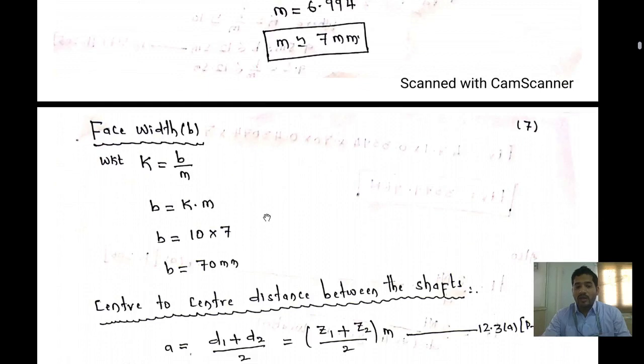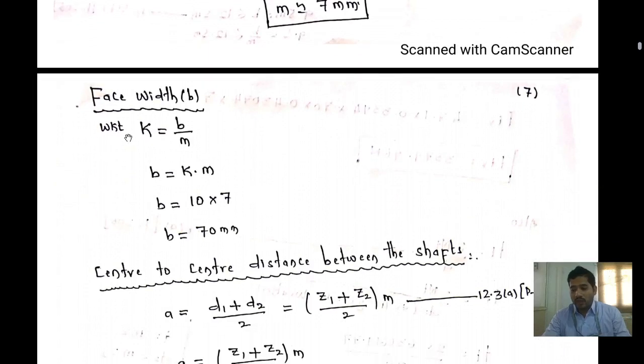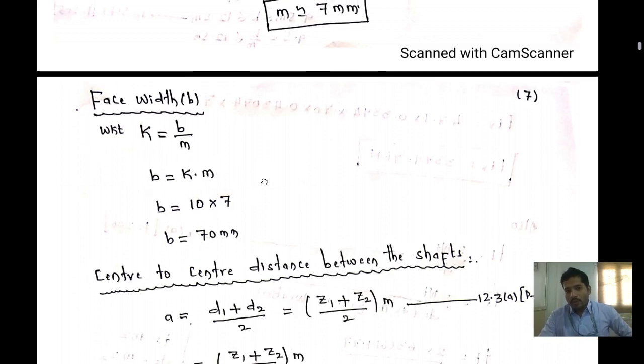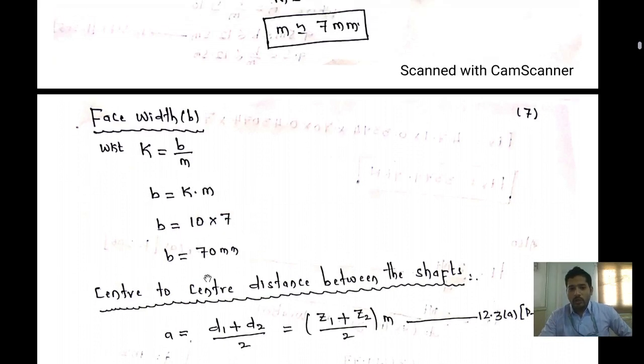If you want to find out the phase width, we have to use the formula for the load factor: K is equal to phase width by module. So just cross multiply: k into m equal to b. The load factor we got here is 10, module is 7. 10 into 7 should be how much? 70 mm. So this means the phase width of this gear is 70 mm. Is it right?